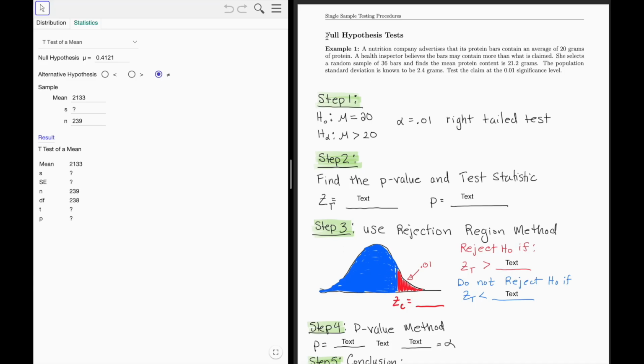In this lesson, we're going to go through several examples of full hypothesis tests, and then we're going to talk about type 1 and type 2 errors.